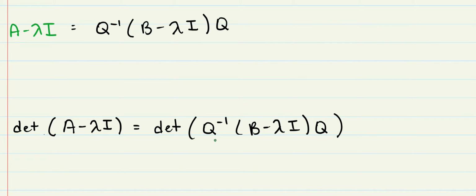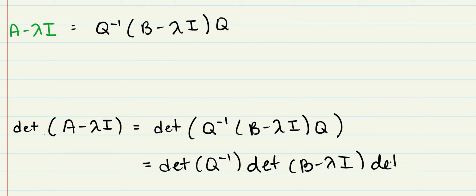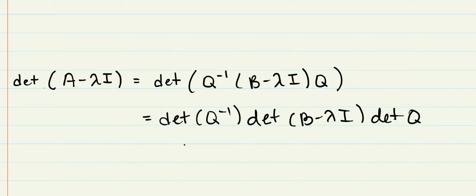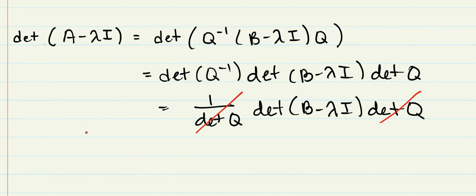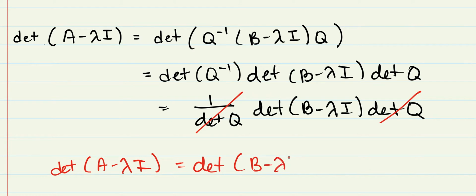Okay, so you can see that these determinants are equal, but we have this special property of determinants. It says if I have matrices being multiplied together and I'm taking the determinant, I can just take the determinant of each matrix and multiply them together. But the determinant of a matrix's inverse is 1 over the determinant of the matrix. And these are just real numbers, so we can move them around, and these cancel. So we can see that the determinant of A minus lambda I is equal to the determinant of B minus lambda I.